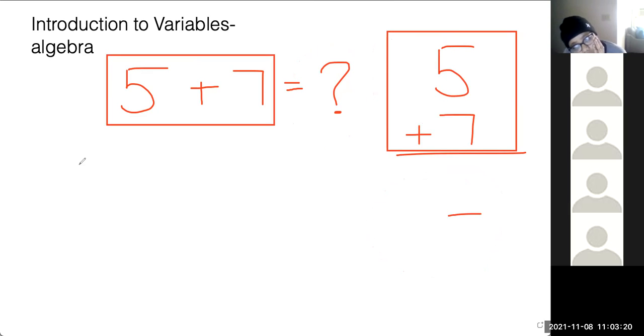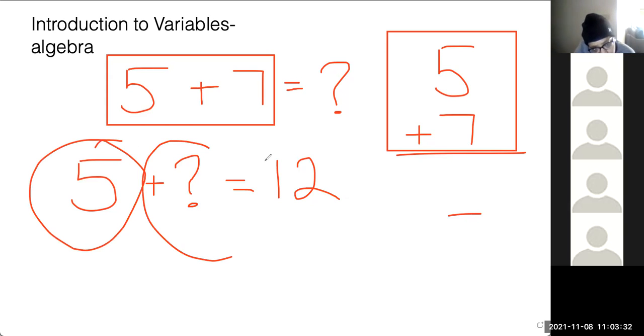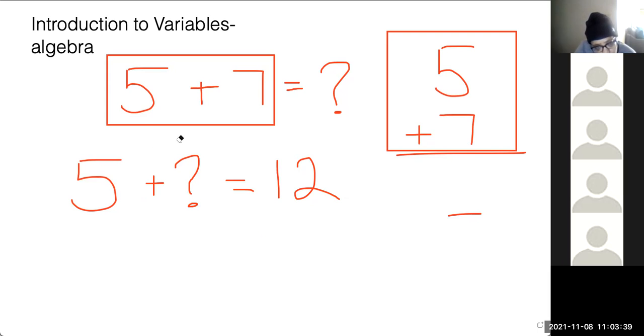What algebra does is this. 5 plus something equals 12. And suddenly the known thing and the unknown thing are on the same side. But they don't use question marks. They use letters. And a letter just means we don't know what that number is, and maybe we'll figure it out. But we just have to be okay with being uncomfortable for a second. And then we can figure things out.